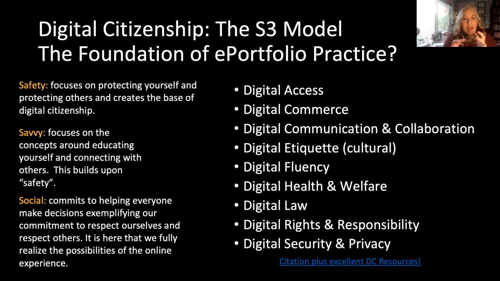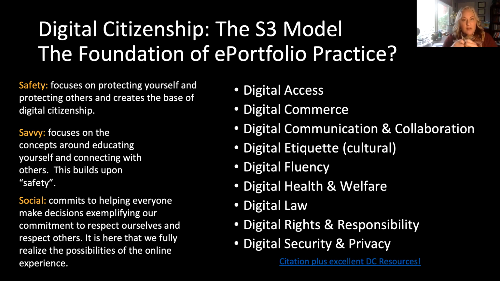If you take a look at the components that comprise this particular set of elements, you'll see that we most often don't start with safety. Our students are starting with social. They're becoming savvy, but they don't always understand what it is they need to maintain safety, equity, and privacy and security in these online spaces.